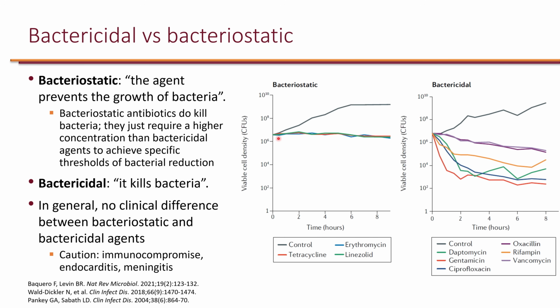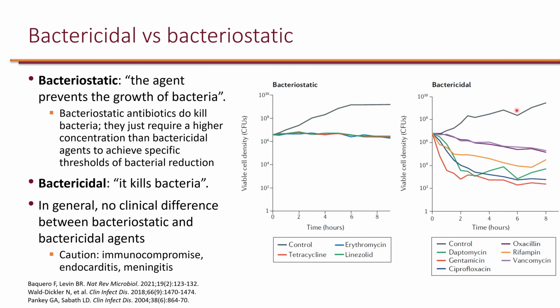And if you give antibiotics, it will essentially prevent the growth. What bacteriostatic means, and some examples include tetracycline, erythromycin, and linezolid. If you give any of these bacteriostatic agents, it will essentially prevent the growth, okay? So it's essentially preventing the growth. Now on the right-hand side, the same thing is done with bactericidal agents. So you can see again the control line.